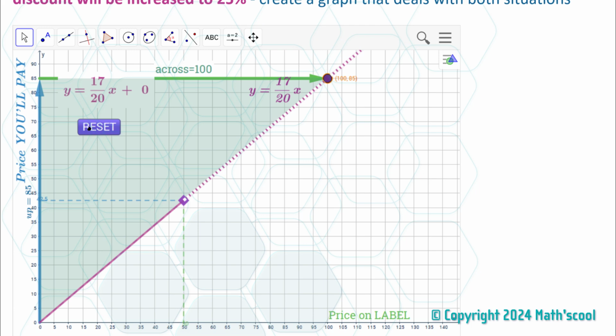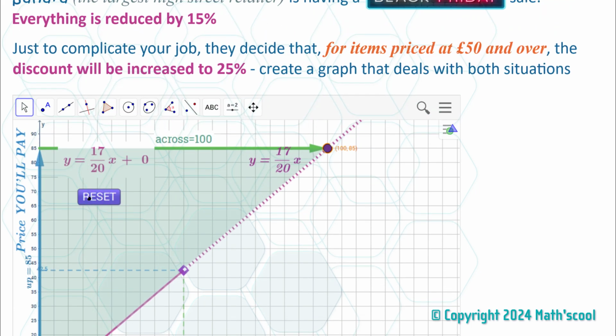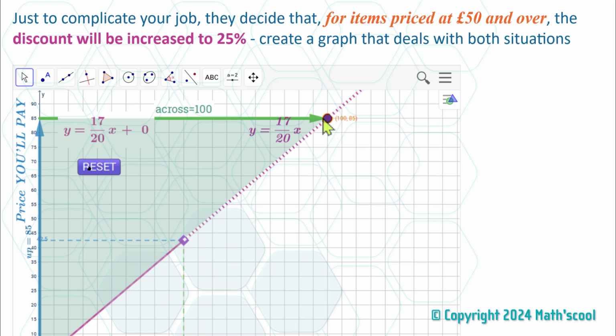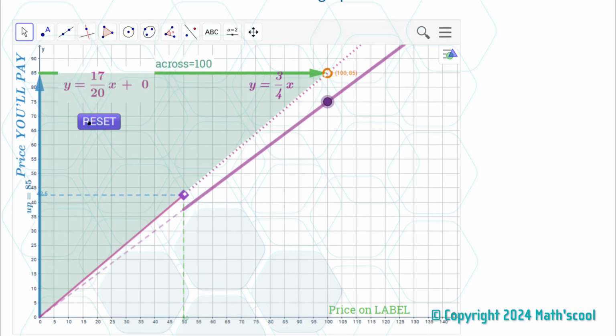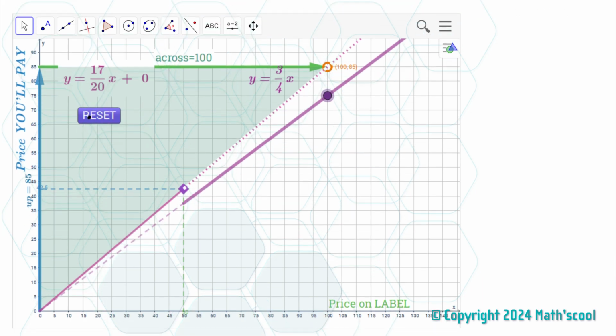So if you're buying something that's £100, you're not going to get it for 85 anymore. You're going to get it for 25% off. So that's going to be £75 you'll pay. So let's move this down to 75 instead. Okay, so there, we've moved that down to £75. And so there's our new graph. But look, this is how the graph goes. So the graph looks like this.